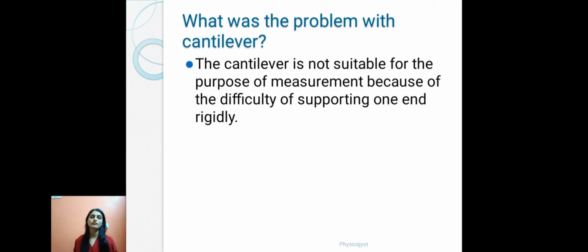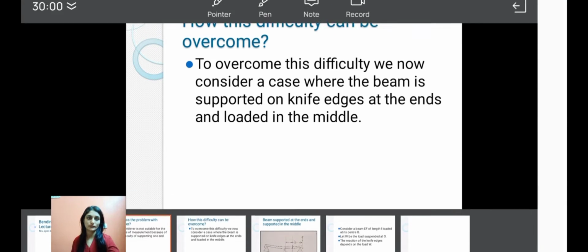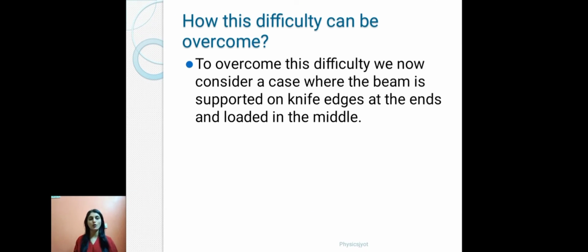Now, in the last lecture we have studied about the cantilever. So, what was the problem with cantilever? It is not suitable for the purpose of measurement because of the difficulty of supporting one end rigidly. So now, how can this difficulty be overcome? To overcome this difficulty, we now consider a case where the beam is supported on knife edges at the ends and loaded in the middle.